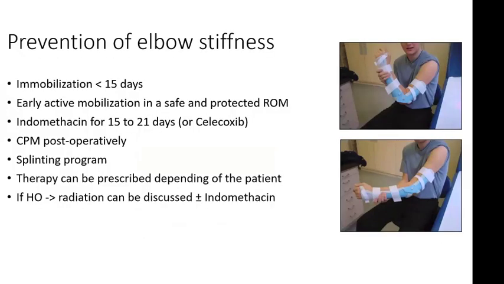In conclusion, to prevent elbow stiffness, the first point is to avoid excessive elbow immobilization after an elbow trauma or elbow surgery. It is preferable to allow early active mobilization with protection in a safe area of range of motion, depending on the pathology. Indomethacin has proved to limit the risk of HO. In case of HO, radiation can be discussed with indomethacin. CPM can be useful after contracture release followed by a splint program. Finally, depending on the patient's understanding of this pathology, a therapy program could be discussed.